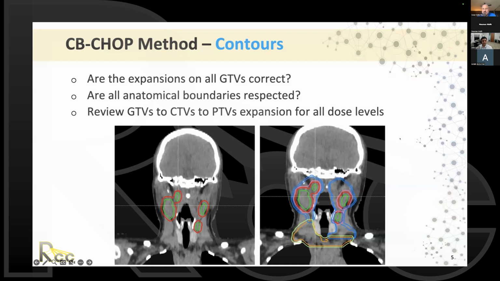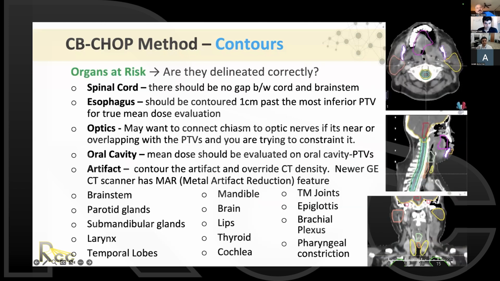Perfect. Thank you so much, Amir. This is a very busy slice, but actually we talked a little bit before that we don't only have targets, we have organs at risk. So basically you have to make sure that you delineate them correctly. So here there are some instructions on the most popular organs at risk that we have for head and neck, like the spinal cord, the esophagus, the optics, the oral cavity.